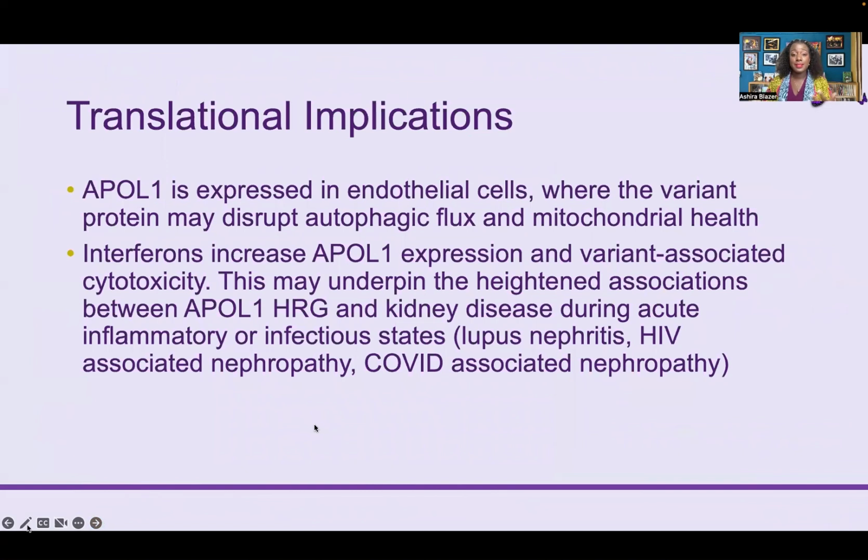So, what are the translational implications here? APOL1 is expressed in endothelial cells, where the variant protein may disrupt autophagic flux as well as mitochondrial health. Interferons increase APOL1 expression and variant-associated cytotoxicity. So this may be an underpinning for the heightened associations that we see between carrying the high-risk genotype and kidney disease in states like lupus nephritis or HIV. Also, recently, COVID-associated nephropathy has been associated with carrying these variants.